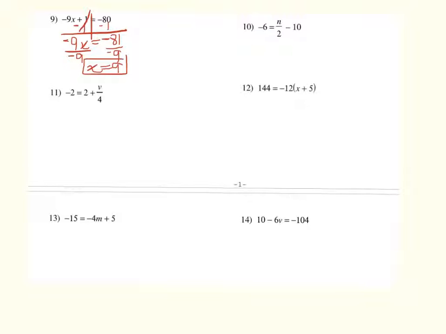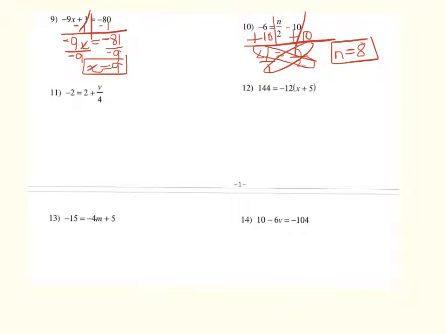Yes, positive 9. Number 10, I'm going to draw my balance. I want to take care of that 10 first. I'm going to add it to both sides. This side cancels, leaving me with a positive 4 over here. 4 is equal to n over 2. I'm going to put my 1 here so that I can cross multiply. N is equal to 8.